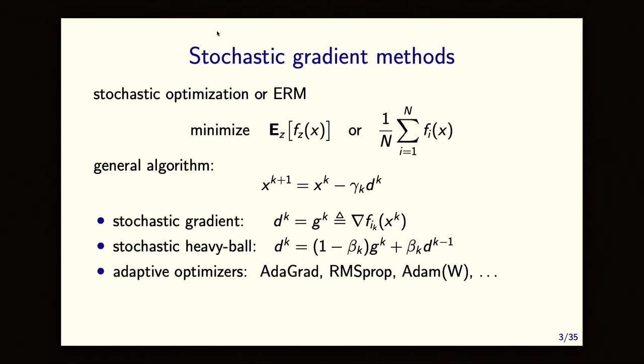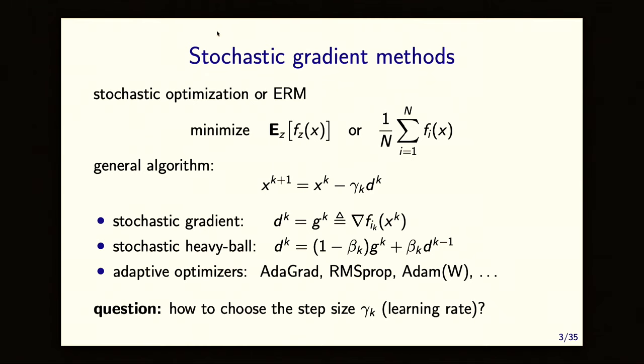Of course, then you can have stochastic heavy ball methods with momentum. And more generally, the adaptive optimizers, which are more popular, like Adagrad, RMSprop, and Adam, do a coordinate-wise scaling. You can interpret it as a coordinate-wise different step size, or as a diagonal preconditioner, or other interpretations. But at the end of the day, you still probably need, let's say, a master step size gamma k to control the scaling.